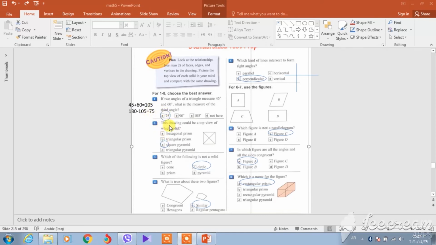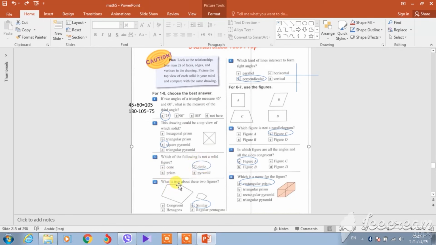Question 2, which solid could this drawing be a top view of? We have a square pyramid. And question 3, which of the following is not a solid figure? Cone, prism, pyramid, circle. Absolutely circle.